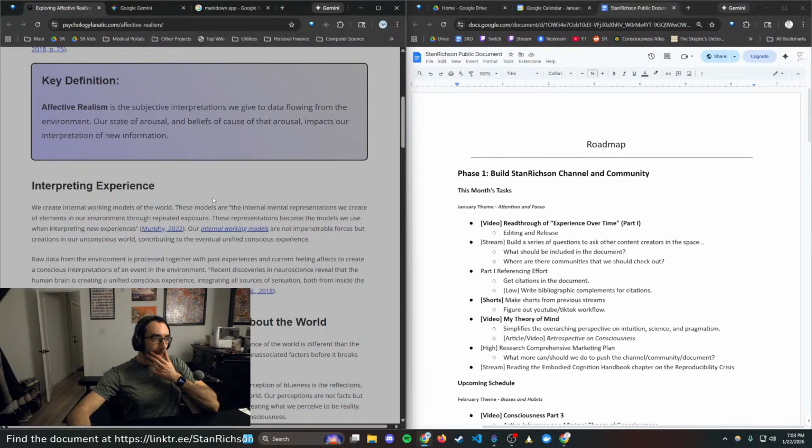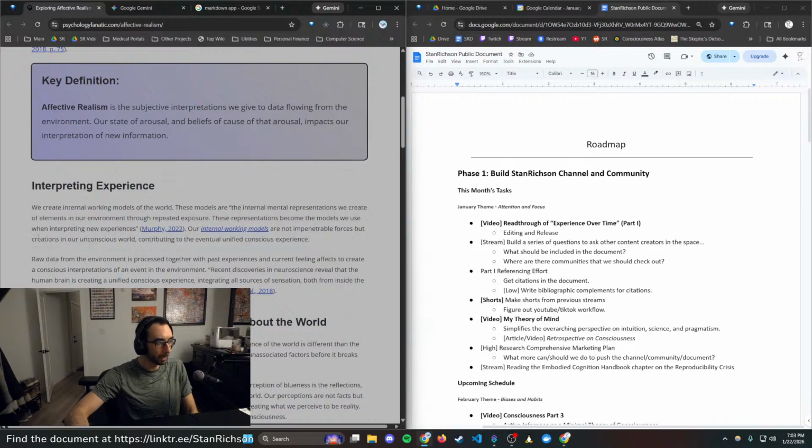All right, affective realism. We create internal working models of the world. These models are the internal mental representations we create of elements in our environment through repeated exposure. These representations become the models we use when interpreting new experiences. Our internal working models are not impenetrable forces, but creations in our unconscious world, contributing to the eventual unified conscious experience.